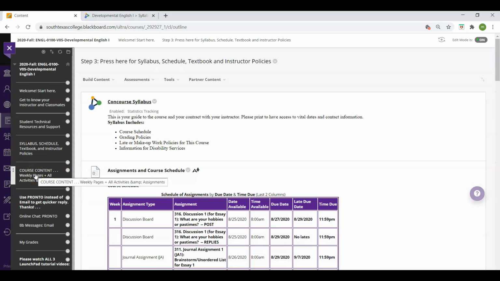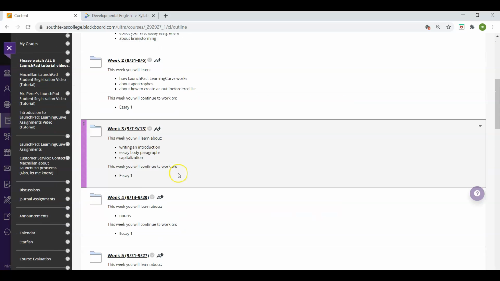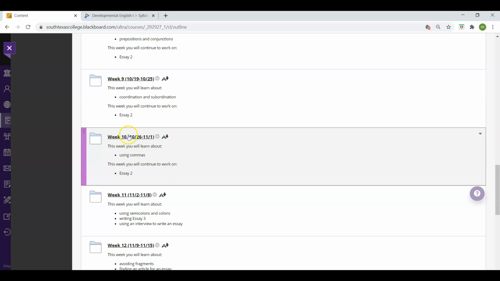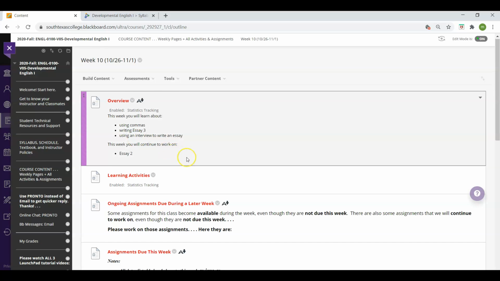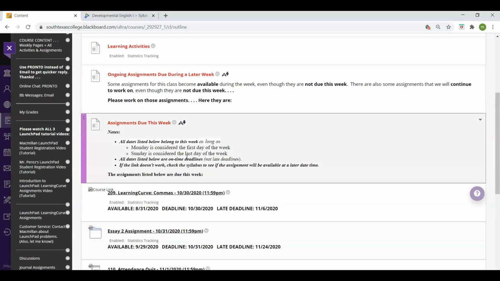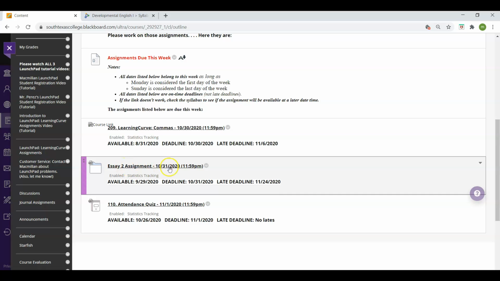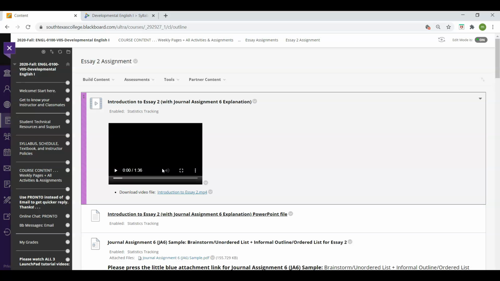Now we come back. I think a good place to go is course content. And we'll go to week 10, which is when the essay was due. And we can use that kind of as a branching off point, right, because that's when the essay was due. So we can see it there, 10/31, late deadline, November 24th, which of course that changed because it used to say November 7th, right? Okay, so when we click on this link, it takes us into the folder.